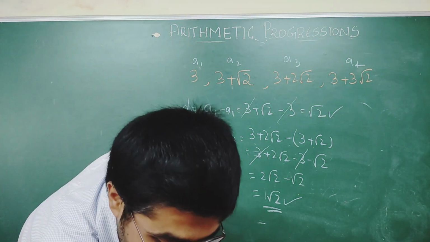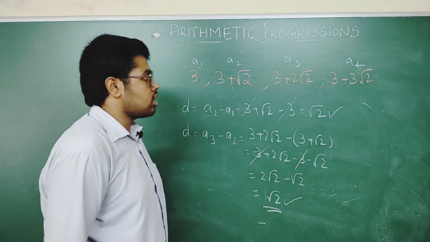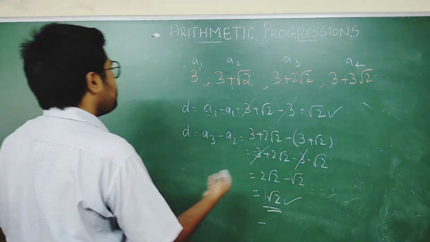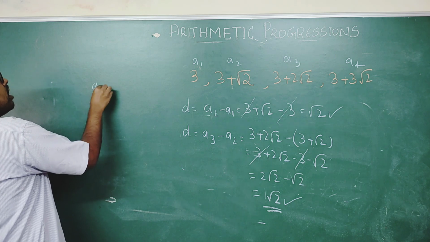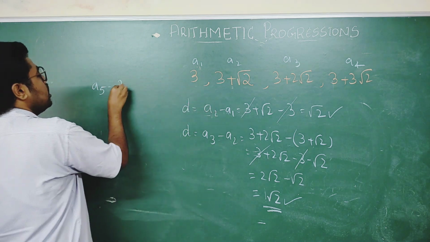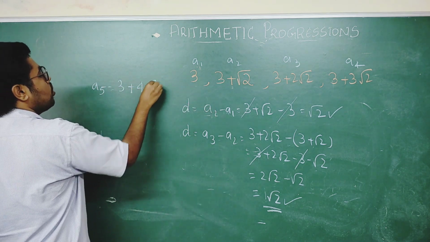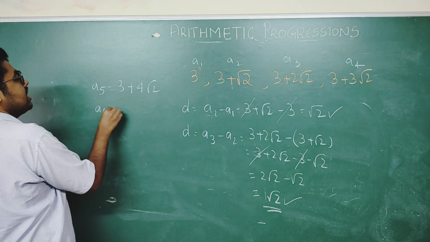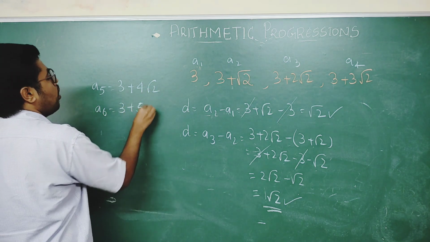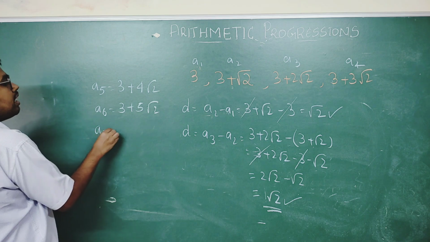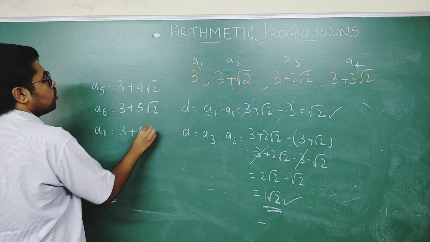Now if it is definitely an AP, what they ask in the question is to find the next 3 terms. What will be the next 3 terms? What will be A5? It will be just add root 2. 3 plus 4 root 2. What will be A6? 3 plus 5 root 2. What will be A7? It will be 3 plus 6 root 2.